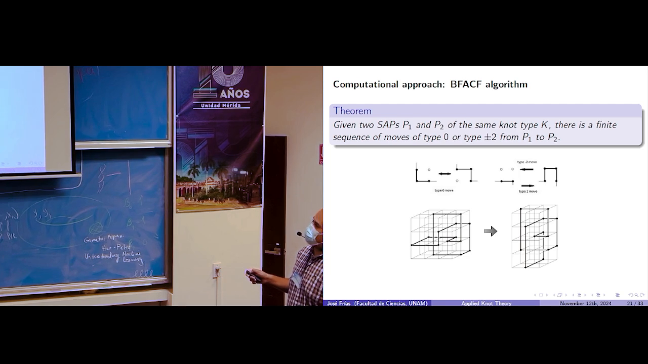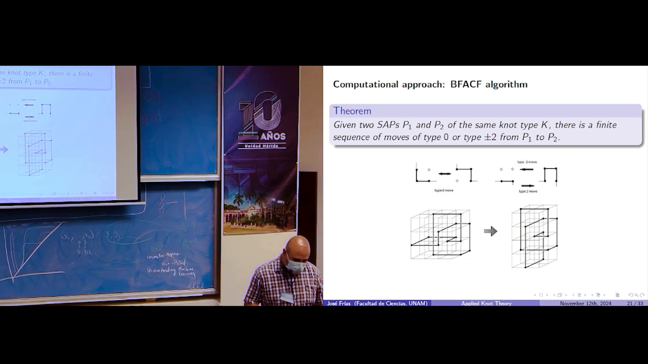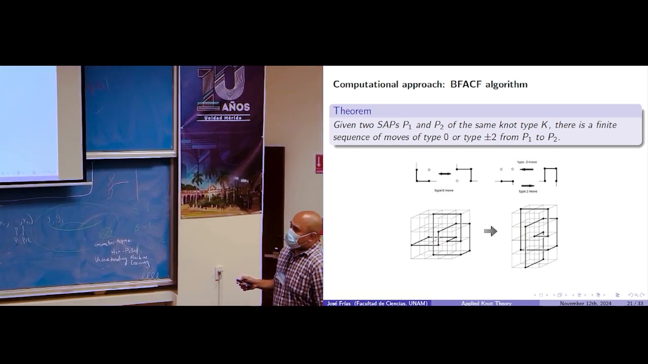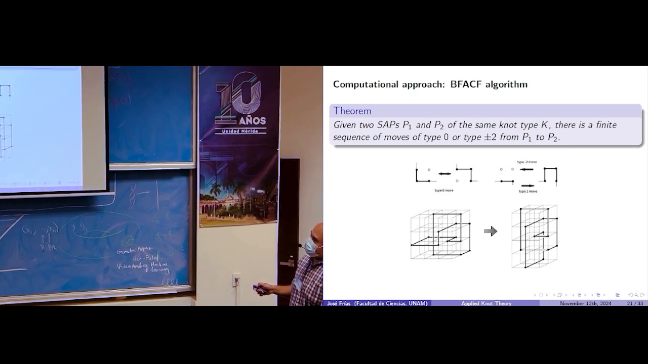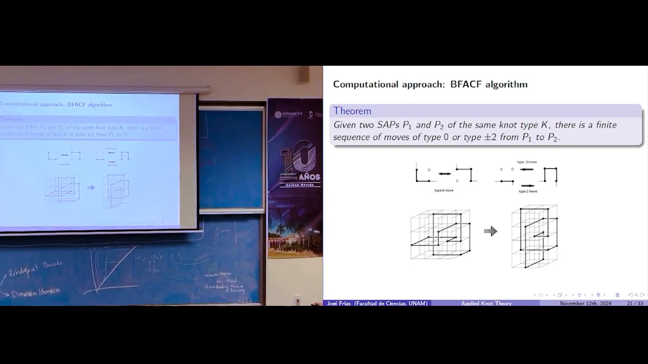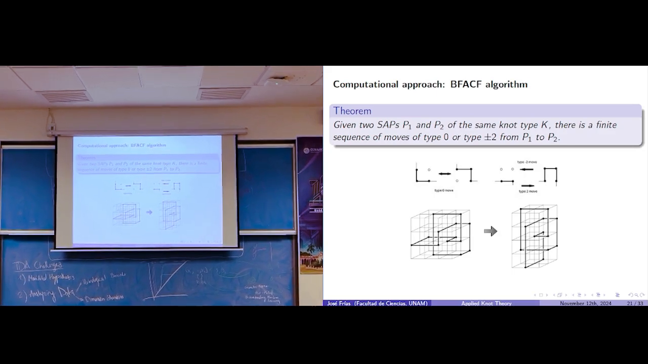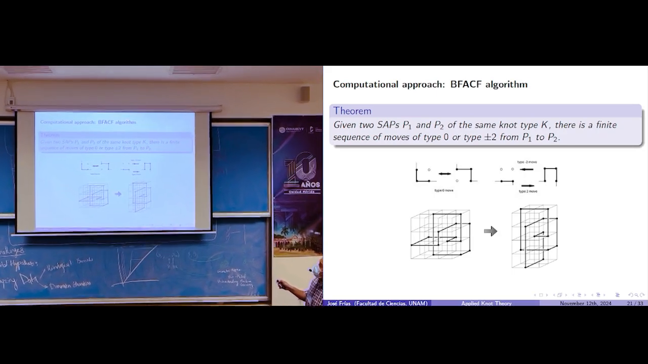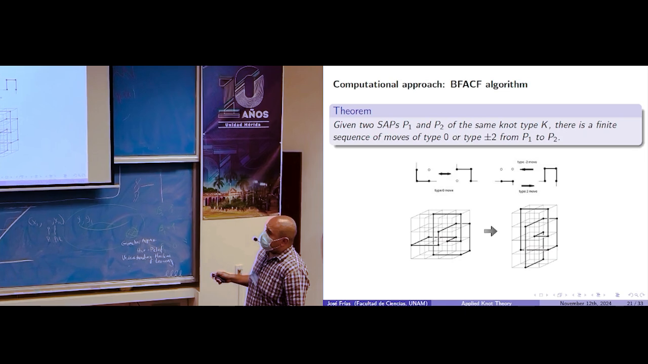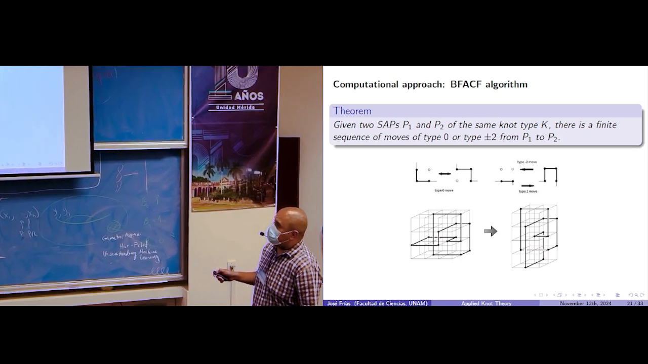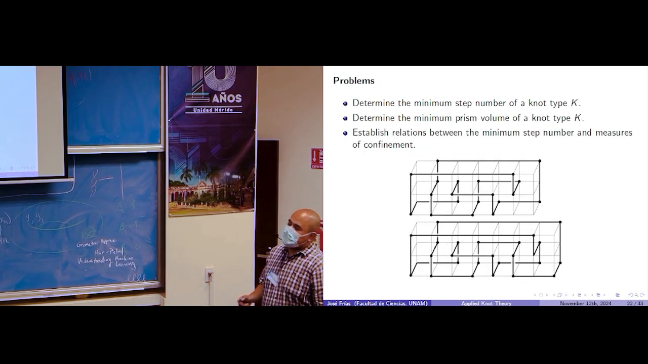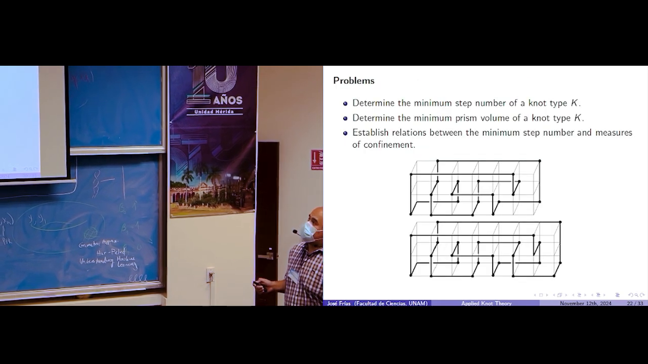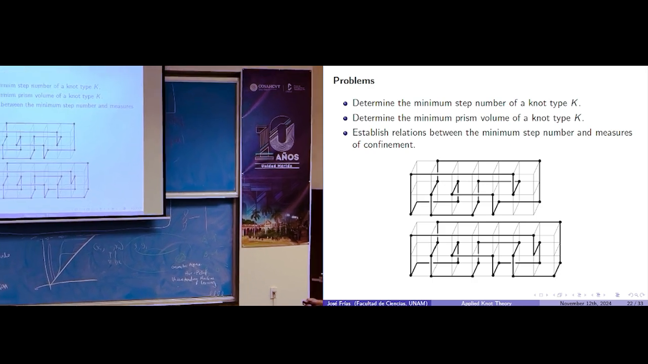So as you can see, the moves are quite simple, but again, it's difficult to find a sequence of steps to go from this configuration of the trefoil knot to this other configuration. It's difficult, but we can use the algorithm to perform simulations and study the behavior of this type of curves. So these are the conclusions.